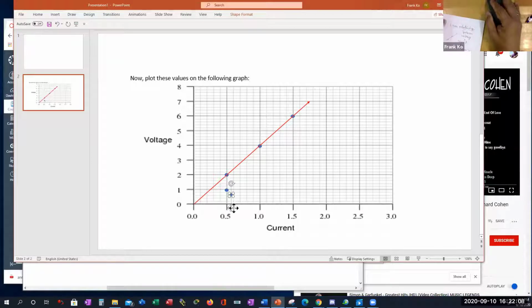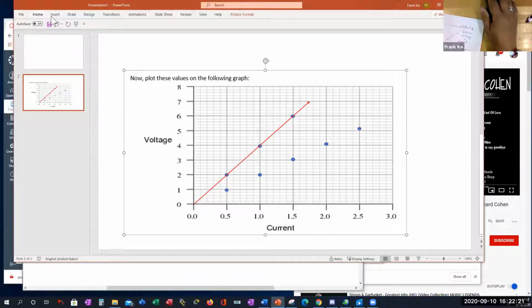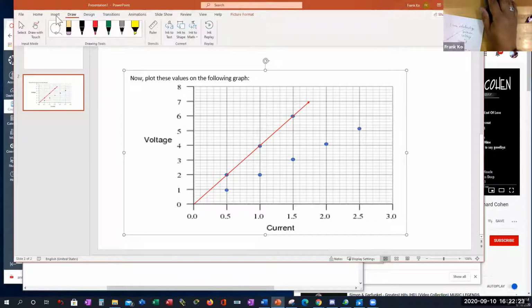And then duplicate. And the next one is here. And duplicate. Next one's about there. Duplicate. Next one's about there. Duplicate. Next one's about there. Then I go to draw a different line. It might look like this.